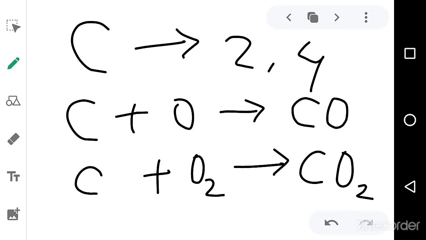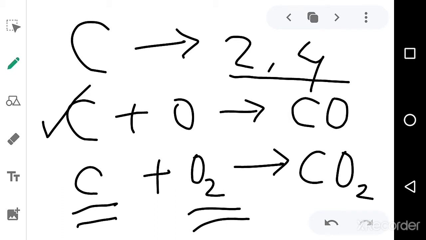Let's discuss one example. For carbon, valency is 2 and 4. So an atom of carbon can combine with one atom of oxygen to form carbon monoxide. And when one atom of carbon reacts with two atoms of oxygen, it forms carbon dioxide. So this is because of the variable valency.